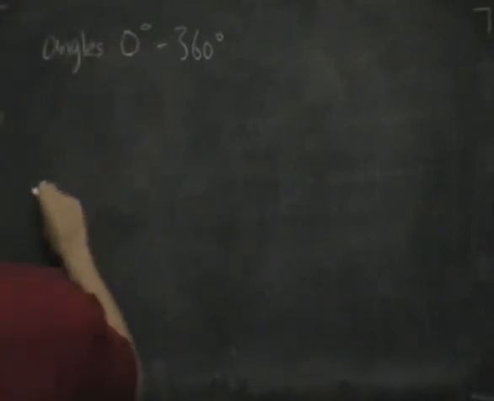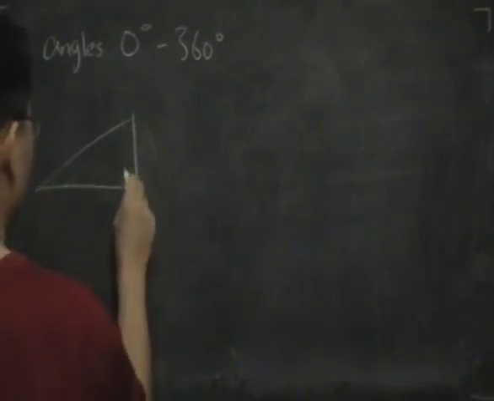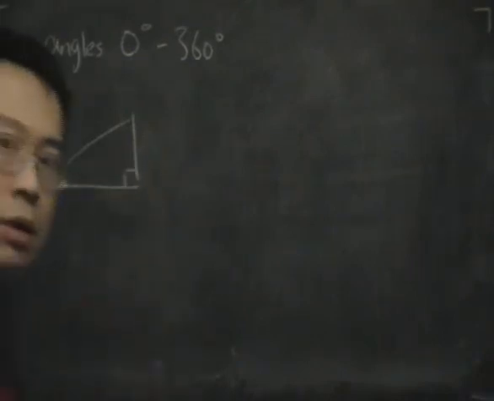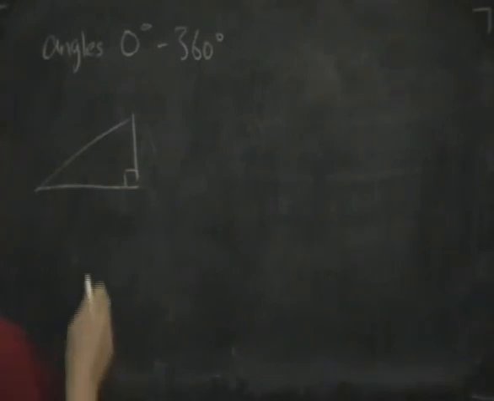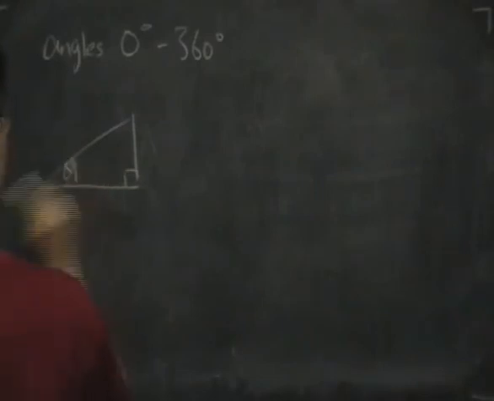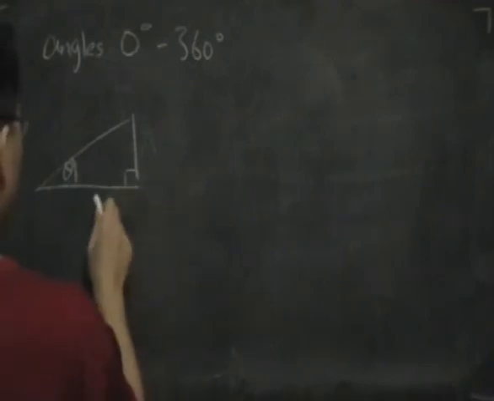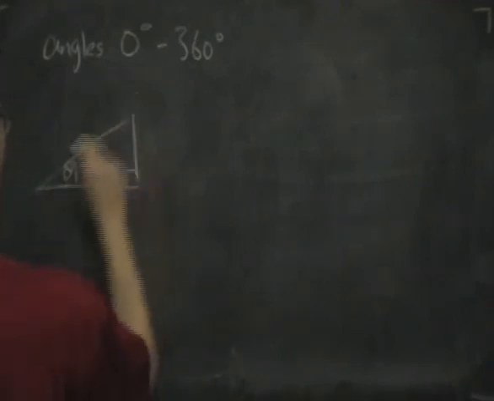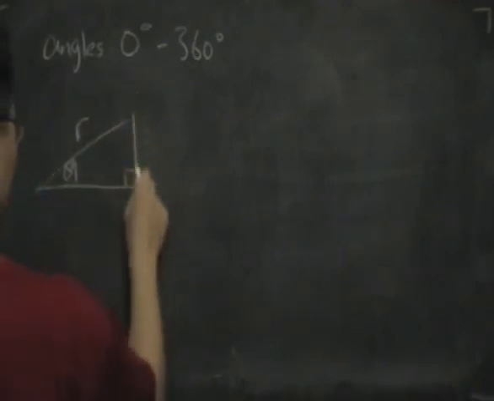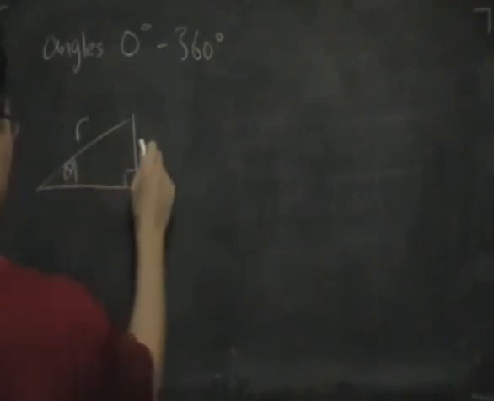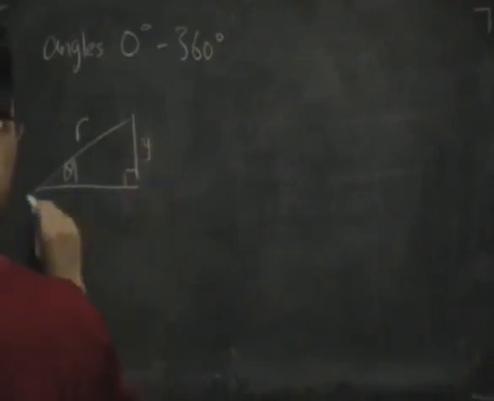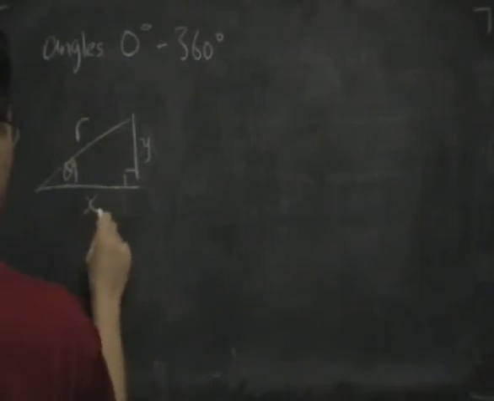So as a quick recap, that's the angle theta, that's a right-angled triangle. Now, if the hypotenuse is r, that's the opposite to the angle y, that's the adjacent to the angle x.